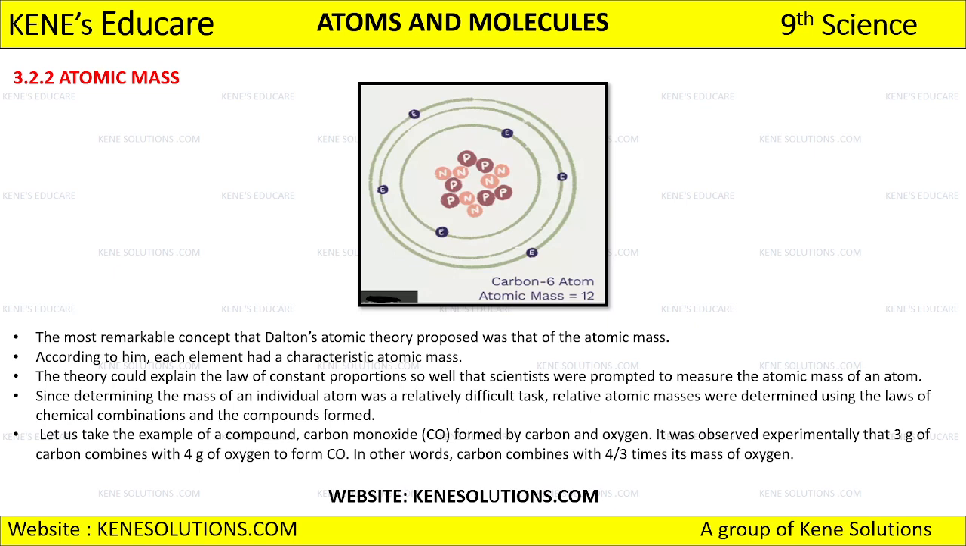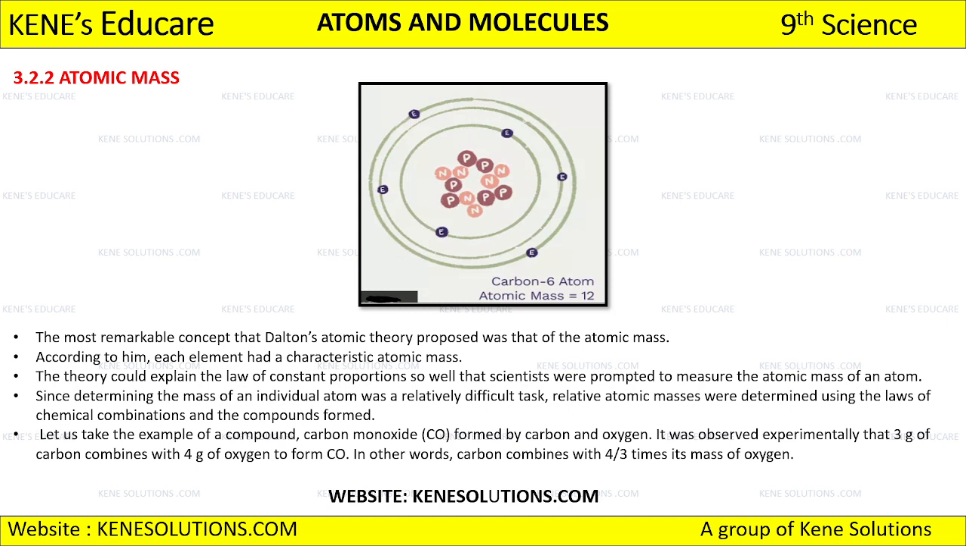And since determining the mass of an individual atom, see, there are too many elements which have been known, and if we keep on determining the mass of each and every atom, that is going to become a difficult task. So relative atomic masses were determined using the law of chemical combination and the compounds which were being formed.